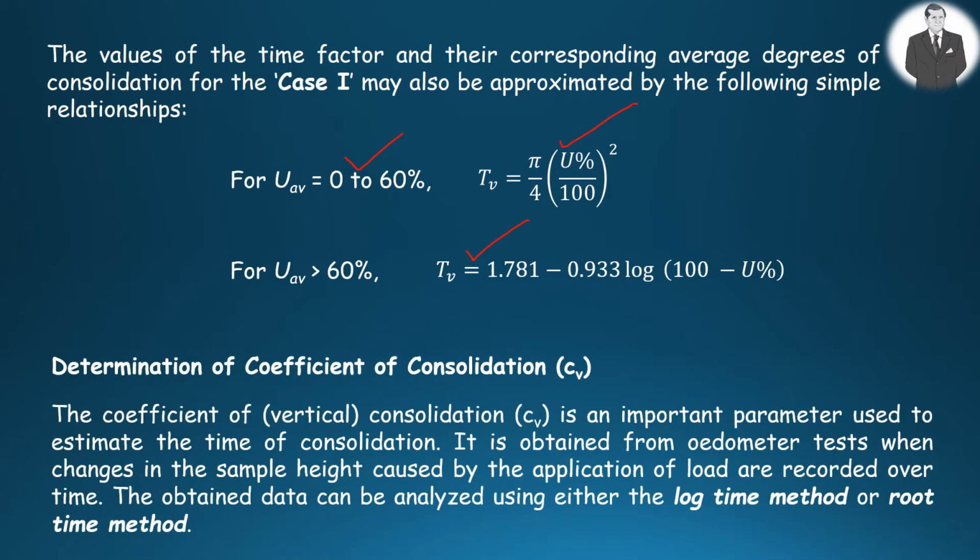The coefficient of consolidation is an important parameter employed to estimate the time of consolidation. It is obtained from the oedometer tests when changes in the sample height resulted from the application of load are recorded with time. The obtained data can be analyzed using either the log time method or the root time method. Now, let us see what they are.